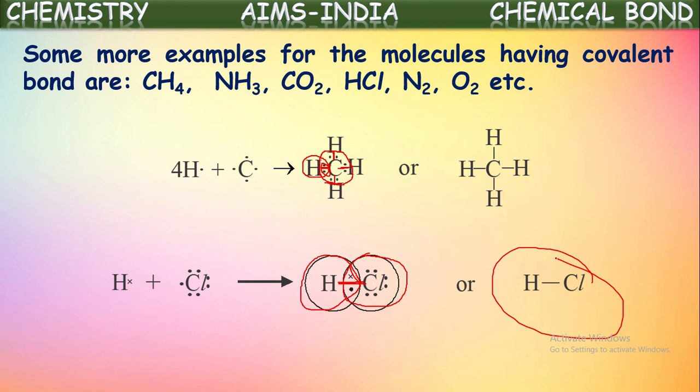Okay. In that way, the chemical bond formed by the mutual sharing of electrons between the atoms is called a covalent bond. In the covalent bond formation, each atom contributes one electron and that pair of electrons is shared by both the atoms. That is called covalent bond formation.